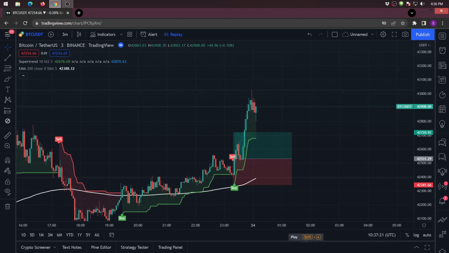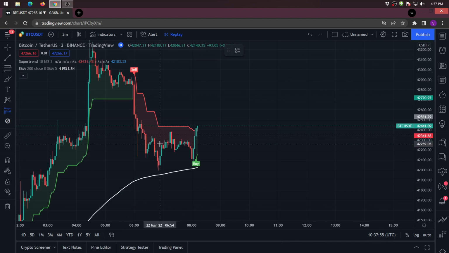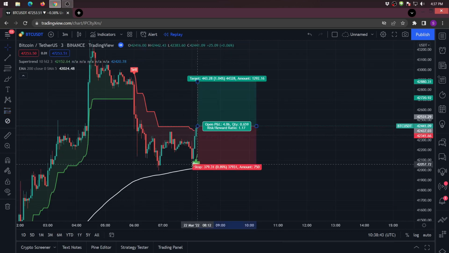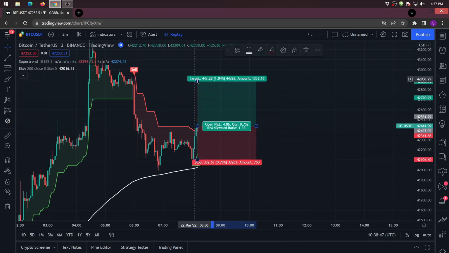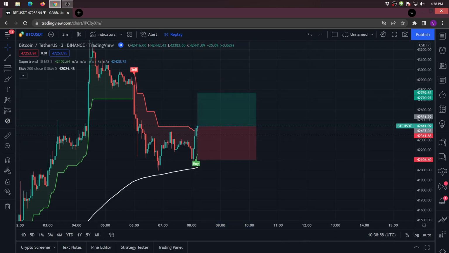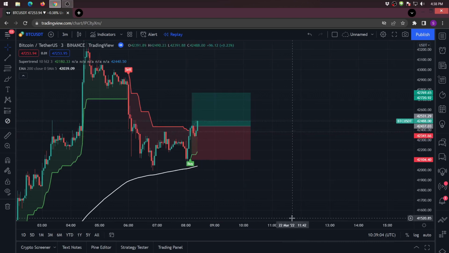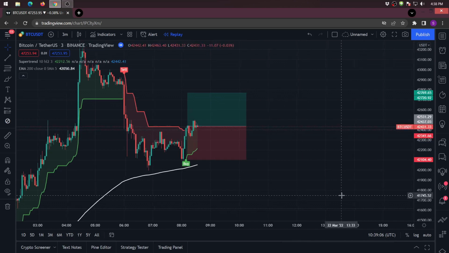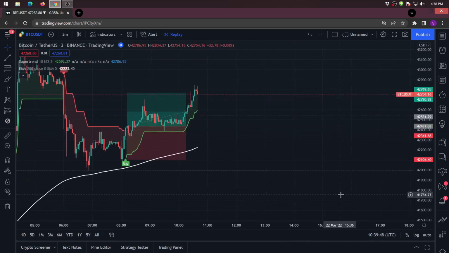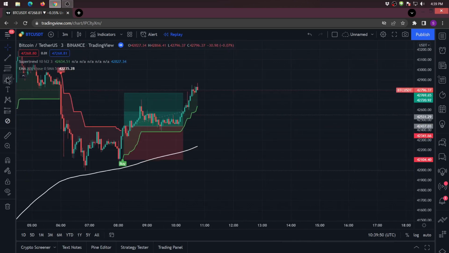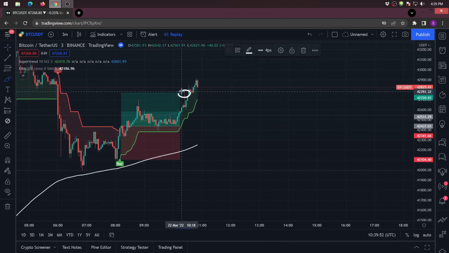So let's go with another example. In this chart the price is now above the 200 EMA and also we get a buy signal from the Supertrend indicator, so we take a long position here and our stop loss will be on the buy level and the profit target will be one time from the stop loss. And if I see after a few candles the price is going up and successfully hits our profit target and it counts as another successful trade.